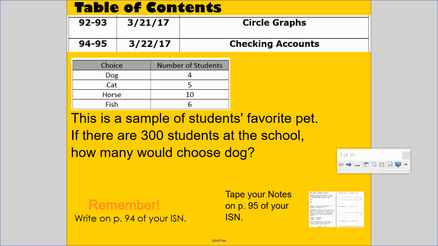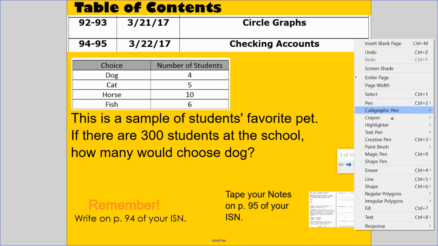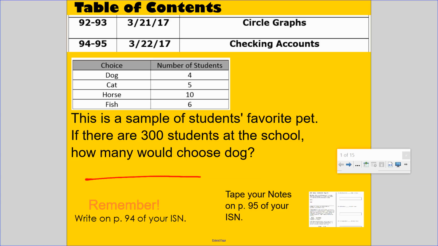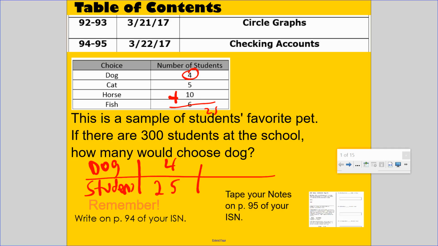I'm going to make a table. So they want us to find how many would choose dog out of 300 students. So this is a sample. In this sample, four people chose dog out of a total of, let's see, 4 plus 5 is 9, plus 10 is 19, plus 6 is 25 students. So four people selected dog as their favorite pet out of 25 students.